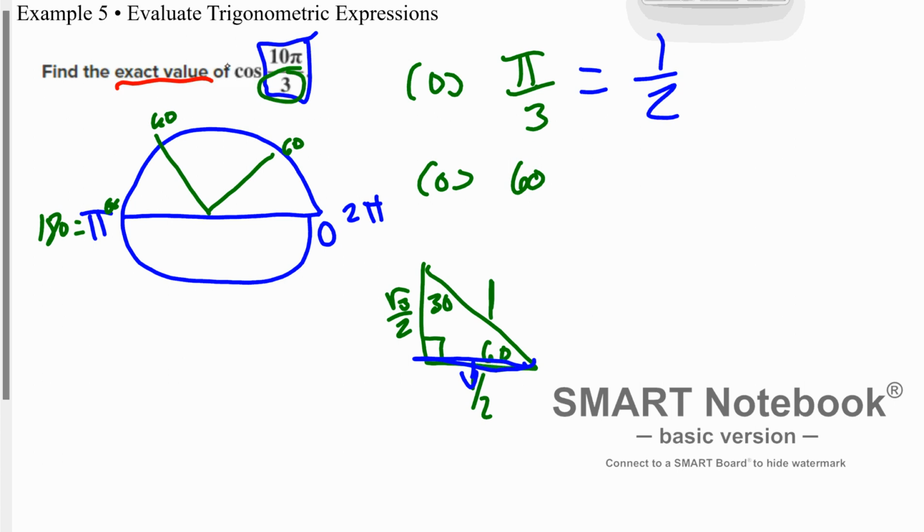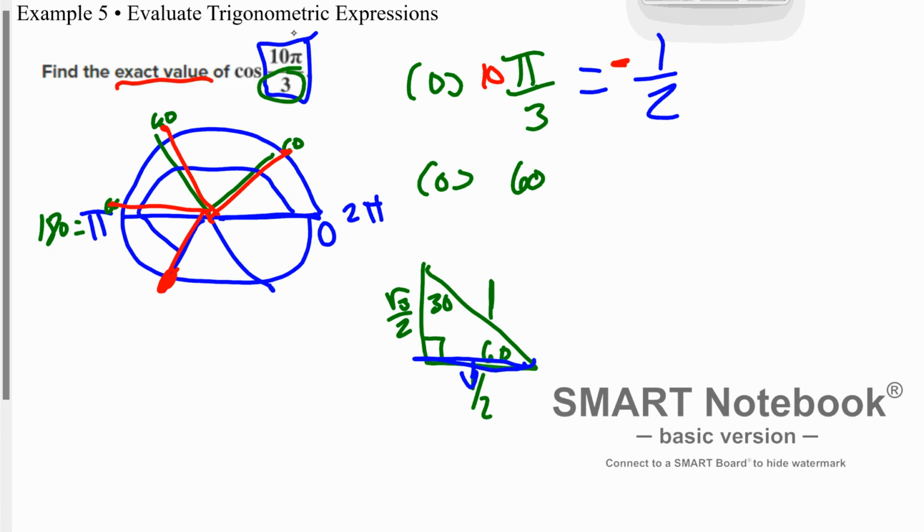So that means I could count thirds. 1/3, 2/3, 3/3, 4/3, 5/3, 6/3, 7/3, 8/3, 9/3, 10/3. So I'm in the third quadrant down here. And cosine is negative in the third quadrant. So cosine of 10 pi thirds is just negative 1/2. Okay, so that's the way you can do it.